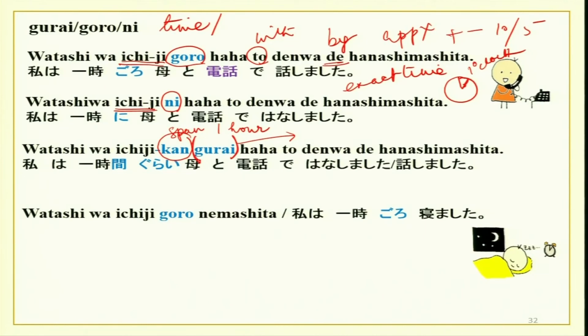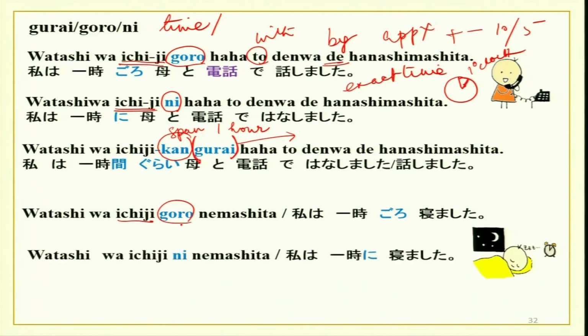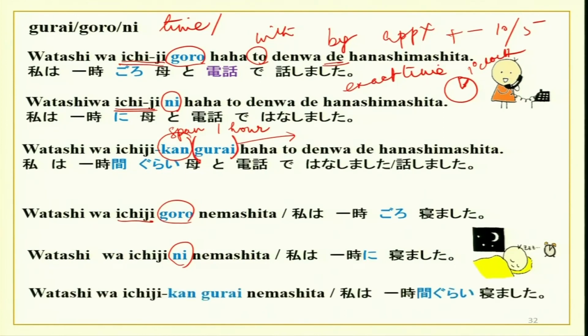There is another example for you. Someone is sleeping. So, watashi wa ichiji goro nemashita. I slept at 1 o'clock approximately. Then, watashi wa ichiji ni nemashita, exactly at 1 o'clock. 1 or 2 minutes here and there. Then, watashi wa ichijikan gurai nemashita. This is for this time span. For these many hours. For this much time I slept. So now you can see the difference between goro, gurai and ni. Gurai is also used for frequency as I told you and amount. And over here with kan for span of time.